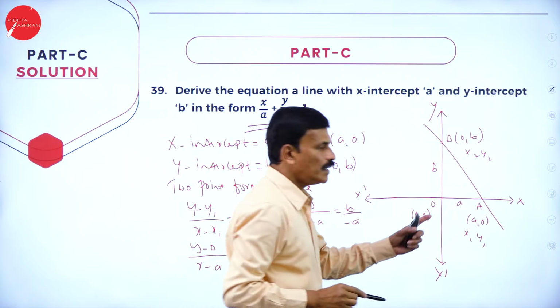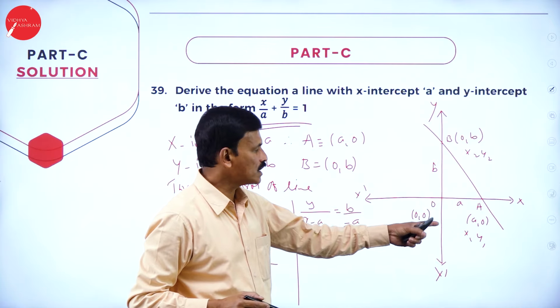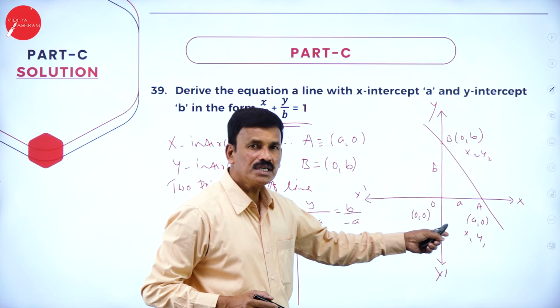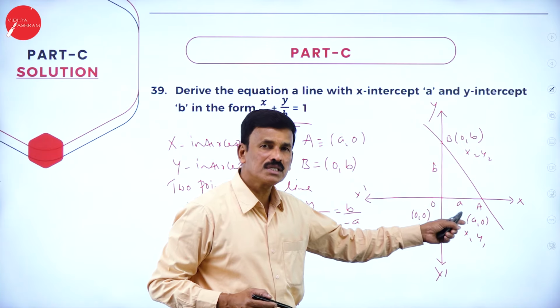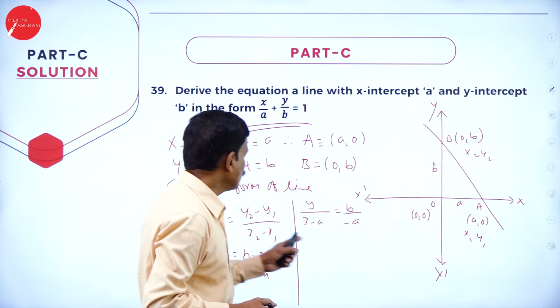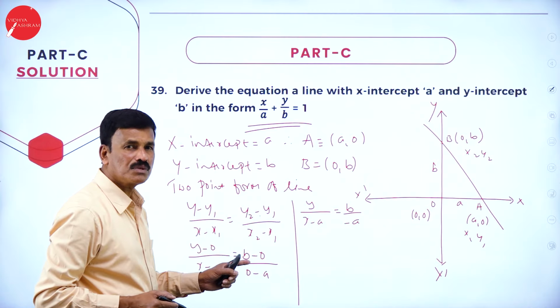That's it, right? Let a straight line pass through the points A and B. The coordinates of A is a comma 0 and coordinates of B is 0 comma b, where OA is called the x-intercept, that is equal to small a, and OB is called the y-intercept, that is small b, that is given. Now, the equation of a line passing through the two points is given by y minus y1 divided by x minus x1 is equal to y2 minus y1 divided by x2 minus x1.